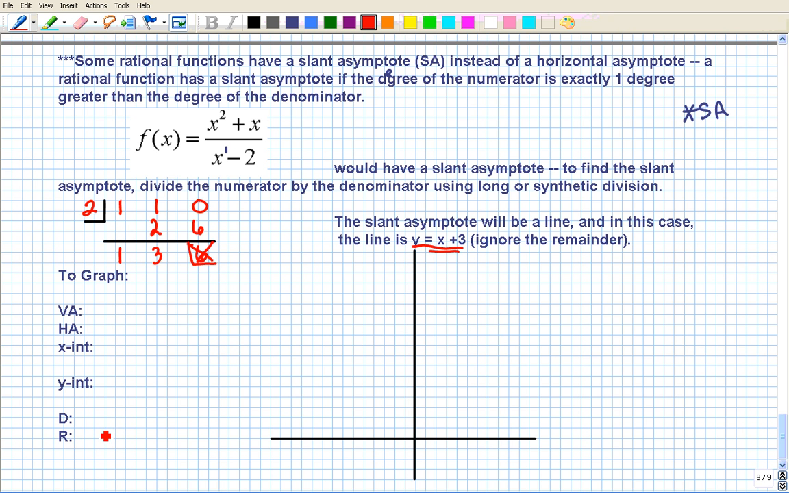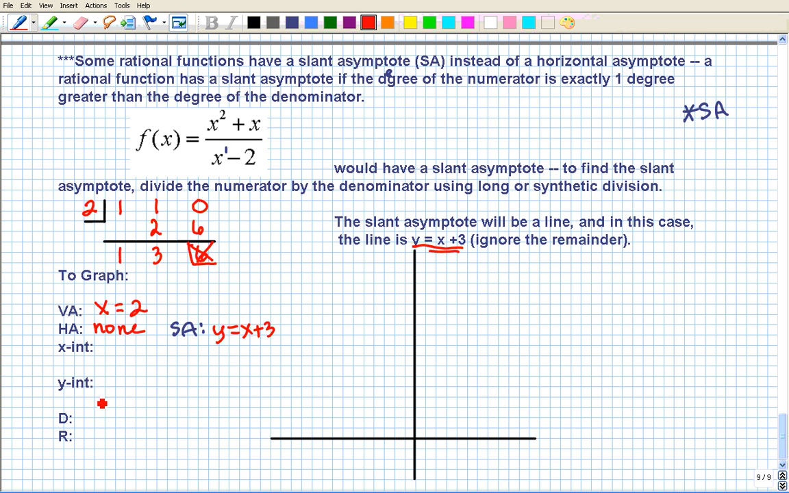So let's fill in this information. For the vertical asymptote, we look at the denominator equal to 0. That will be x equals 2. Horizontal asymptote: bigger on top, smaller on bottom. If it's bigger on top, there's no horizontal asymptote. Instead, we had a slant asymptote, and we've already found that it is y equals x plus 3.